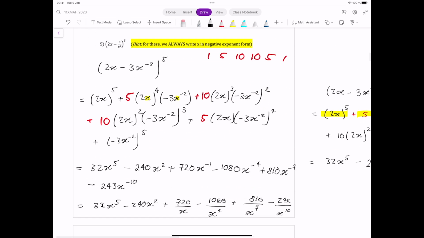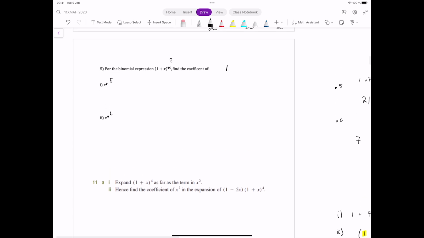Our Pascal's triangle for 7 is 1, 7, 21, 35, 35, 21, 7, 1. Now I memorized that so quickly because I realized that Pascal's triangle is symmetrical in the middle. That's one of the properties of Pascal's triangle, that they're the same once you get to the middle.